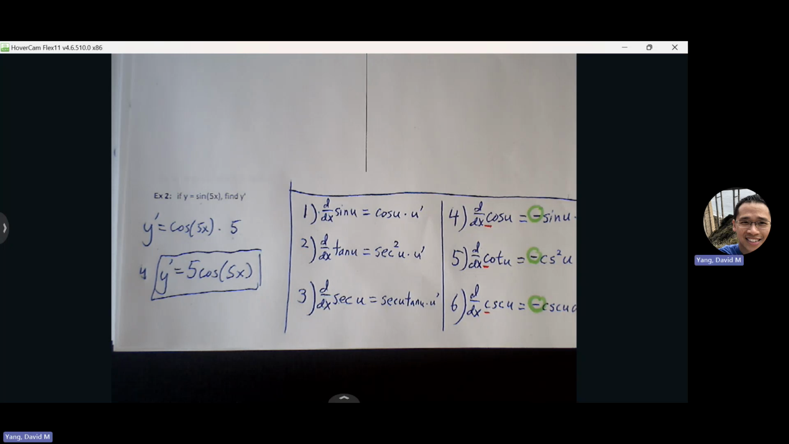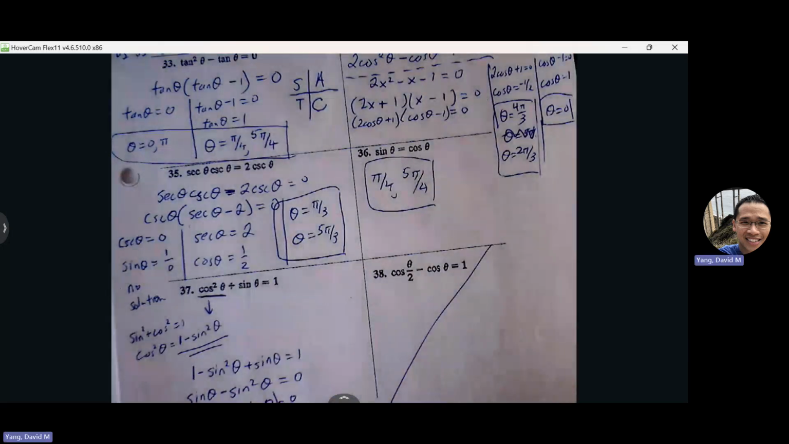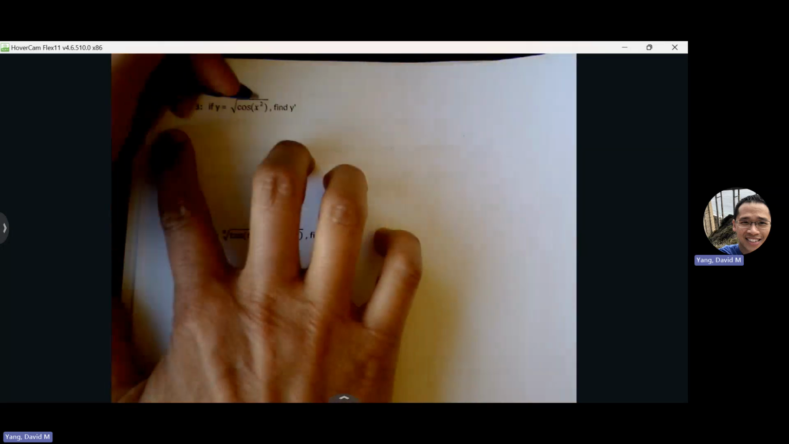Okay, so we'll just spend a few minutes practicing these rules. Let's go to the next page. We're going to discover that with trig, we're going to have some potentially nested chain rule involved. So let's look at example 3.